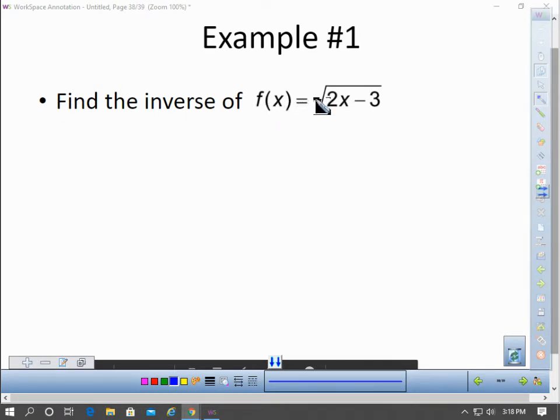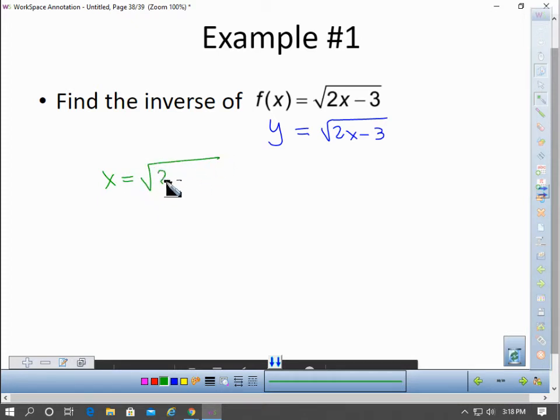find the inverse for this function f of x, which is the square root of 2x minus 3. All right, so this is saying the same thing as y equals the square root of 2x minus 3. So if I want to find the inverse, then I'm going to switch my x's and y's. So x equals the square root of 2y minus 3. So now I'm going to solve for y. So I'm going to square both sides.